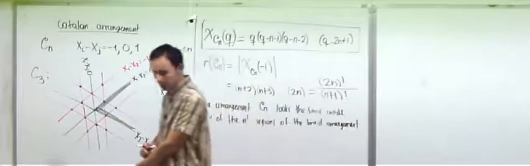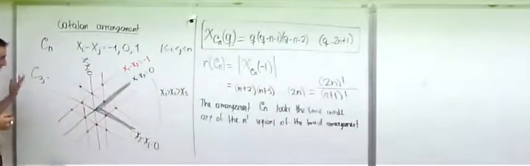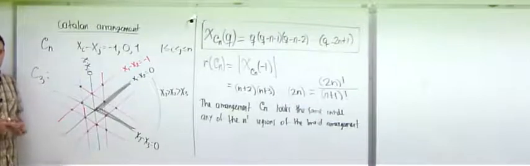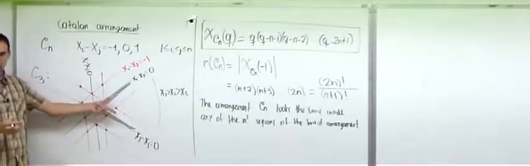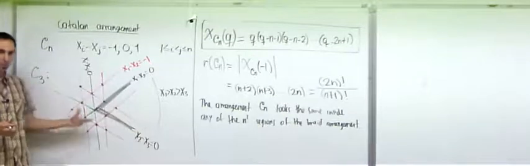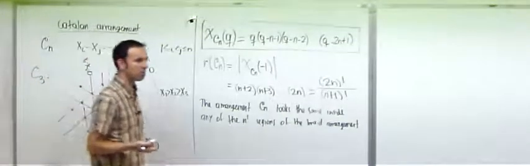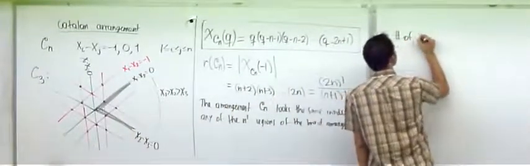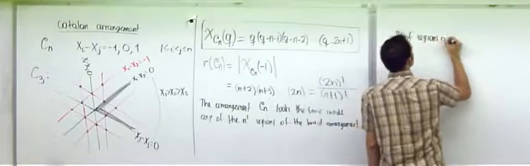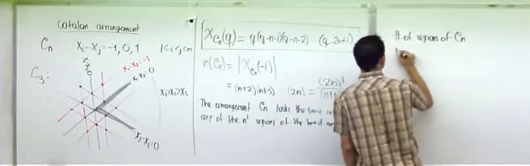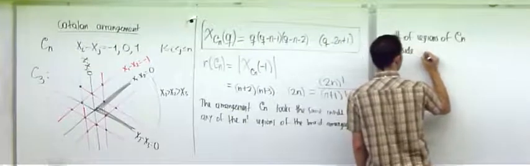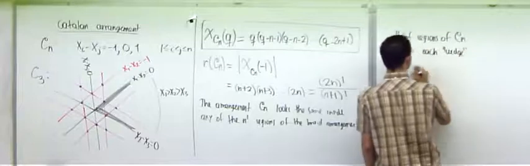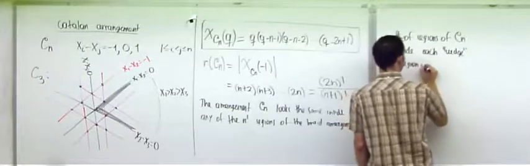Okay. In particular, that must mean that the number of regions is a multiple of n factorial. Right? It's n factorial times however many regions you have inside each little wedge. So let's figure out how many regions are there in each wedge. Number of regions of Cn inside each wedge. And by a wedge I mean a region of the braid arrangement.